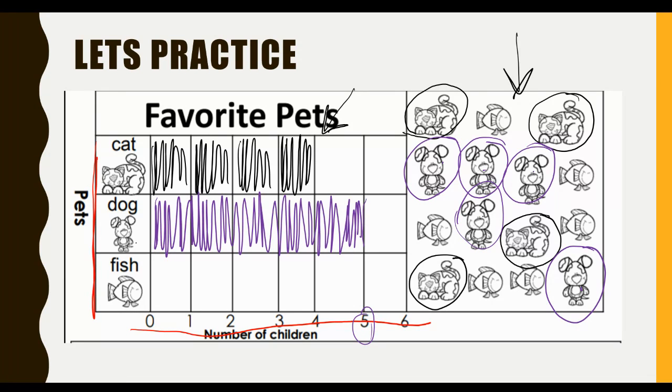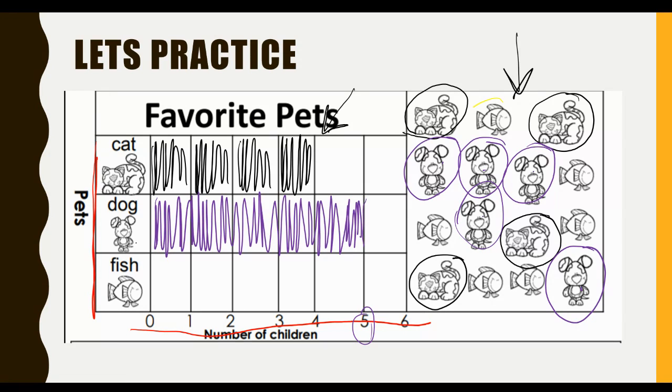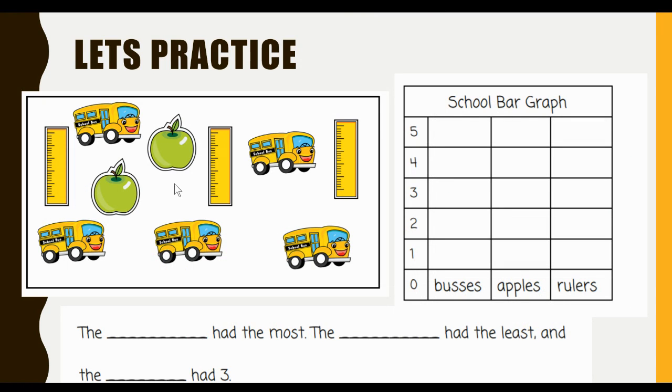And last but not least are fish. I'm going to do fish in green and yellow. Okay. 1, 2, 3, 4, 5, 6. There were 6 fish, so I'm going to use that information and color in my bar graph. 1, 2, 3, 4, 5, 6. Okay, so you use the information from the bar graph here and put it into this here. Let's practice it again.